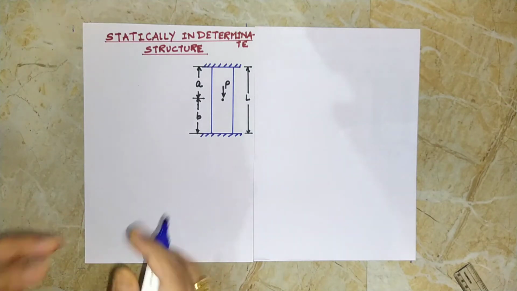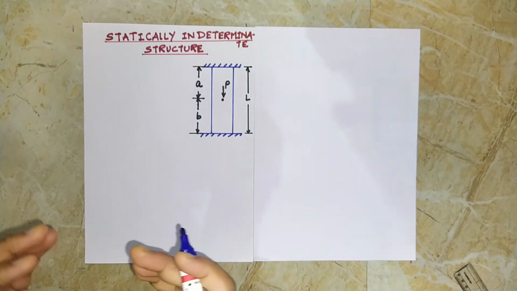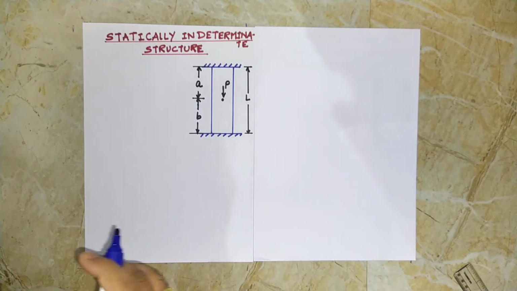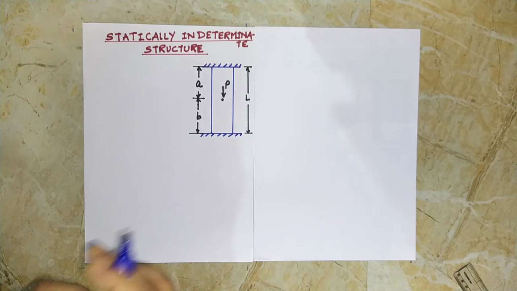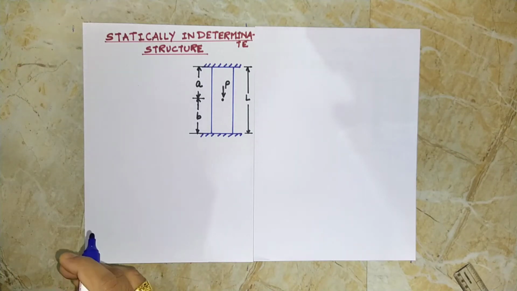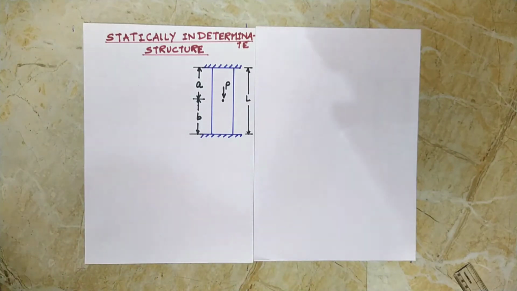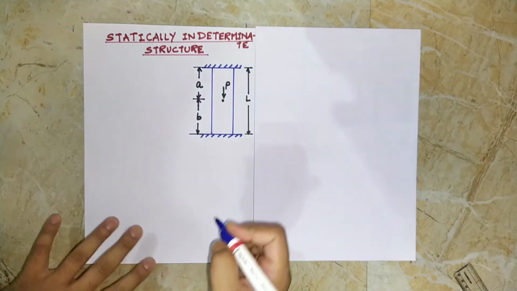In statically determinate structures, through equations of static equilibrium, we could find the reactions and solve the problem. But structures in which equations of static equilibrium are not sufficient for calculation of reactions are called statically indeterminate structures. Let us see this example for proper understanding.